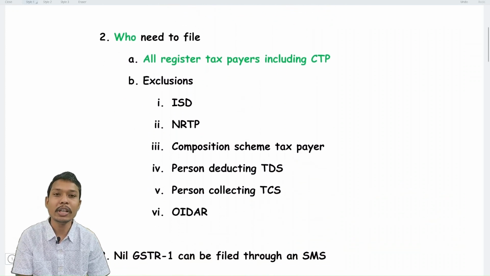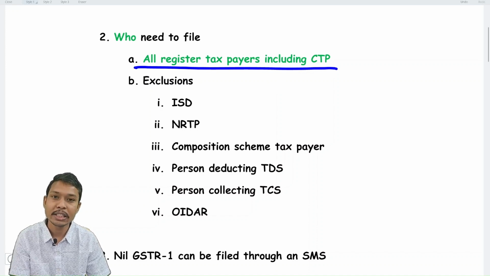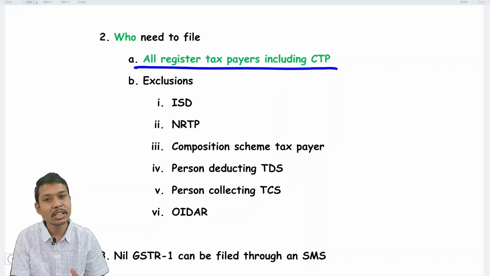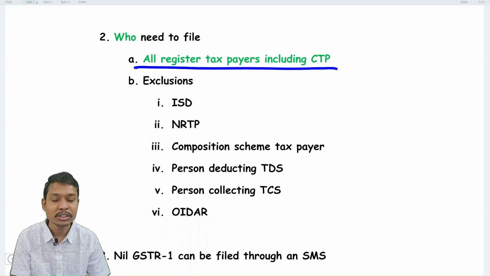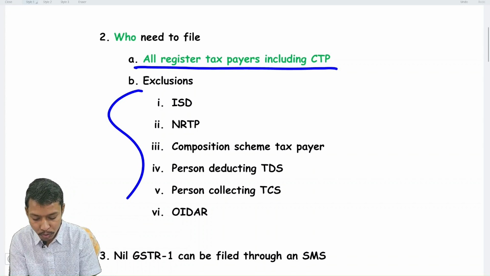Who is required to file GSTR-1? All the registered taxpayers including CTP. CTP means casual taxable persons. So all the registered taxpayers including CTP have to file GSTR-1. However, the Act has provided a few exclusions, which are as follows.